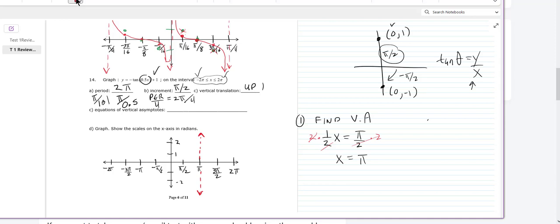So if I count this way, it would be 1, 2, 3, 4, 5. So the next asymptote is at negative pi. So once you find one asymptote, you can count to 5 points on the x-axis to figure out where the next one is. So you've got that. Okay. Then what you have to know is kind of like the cotangent. On a tangent, halfway in the middle of the asymptotes, you're going to have an x-intercept.